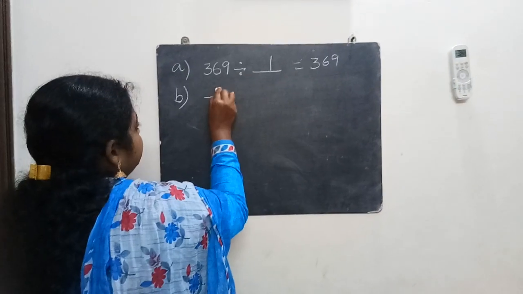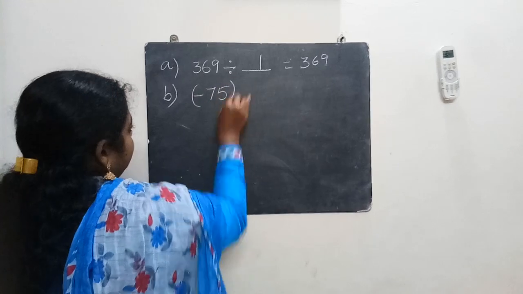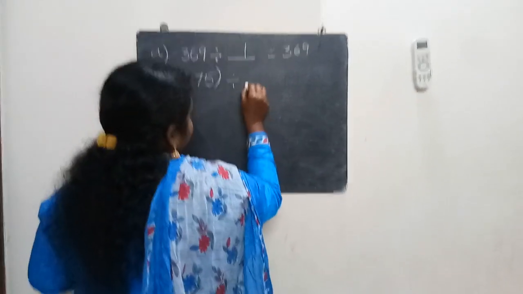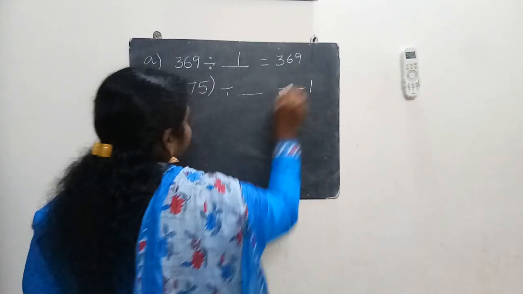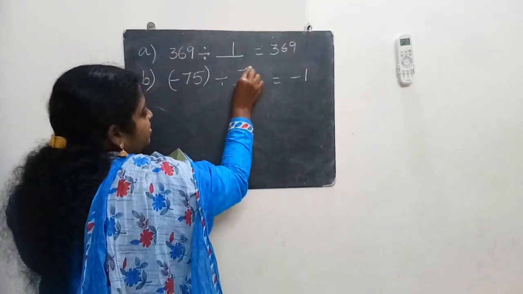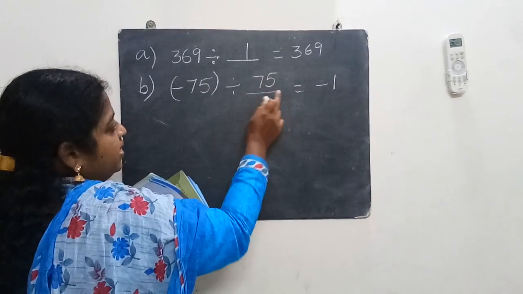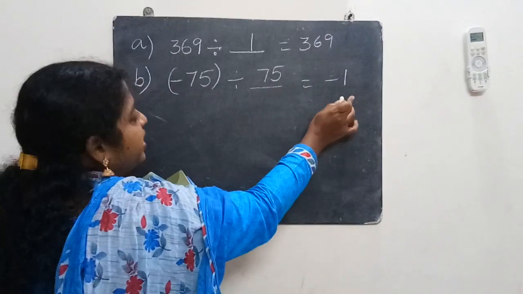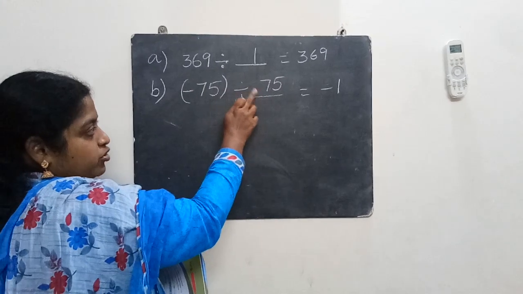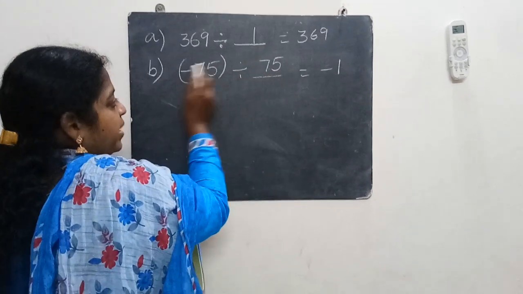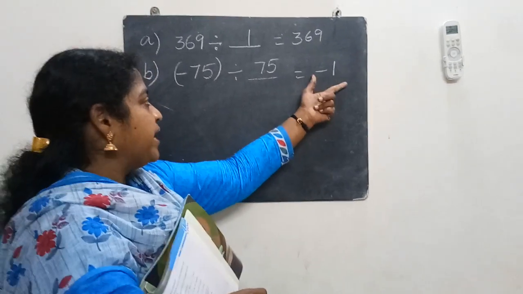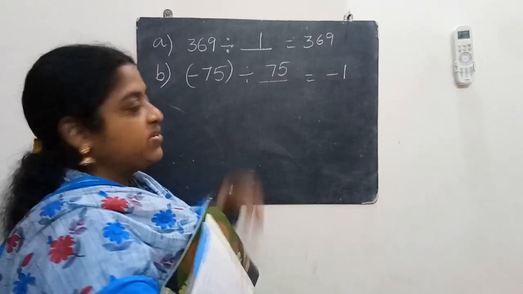The second one: minus 75 divided by dash is equal to minus 1. When you get 1 as the answer, you are dividing the same number. 75 divided by 75 is 1, but the symbol is minus. Already minus is there, so again you should not write minus. If you write minus here, minus into minus will become plus. But the answer is minus 1, so to get minus, you should write a positive number, that is 75.